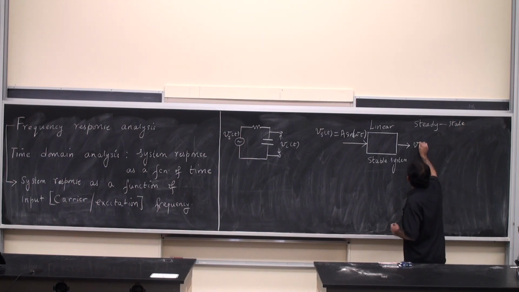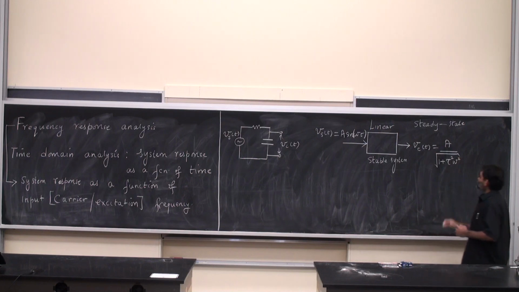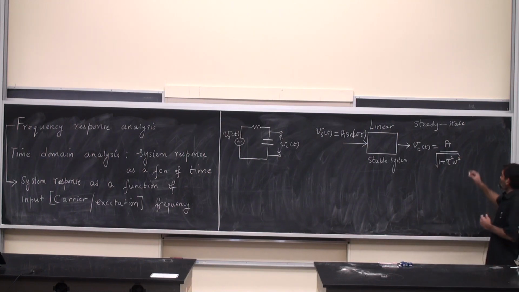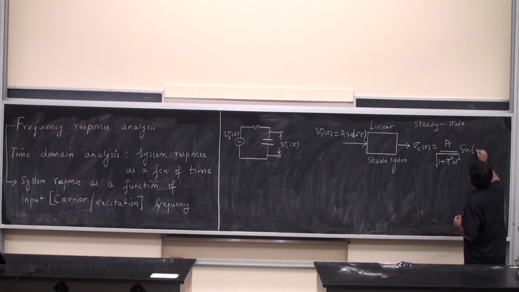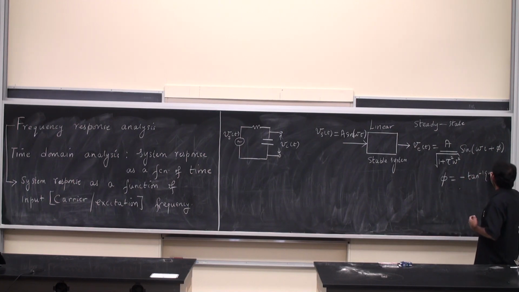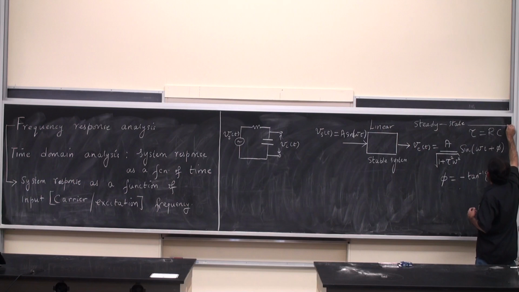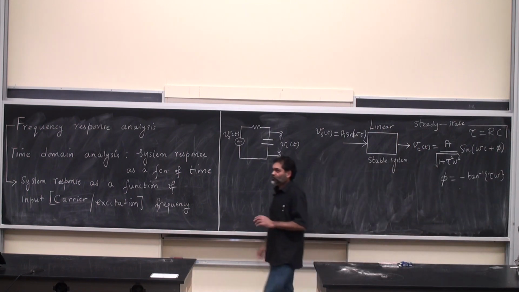Vc was A by square root of 1 plus tau square omega square, sine of omega t plus phi, where phi was minus tan inverse of tau times omega, and tau was R times C. Okay, this was the time constant.